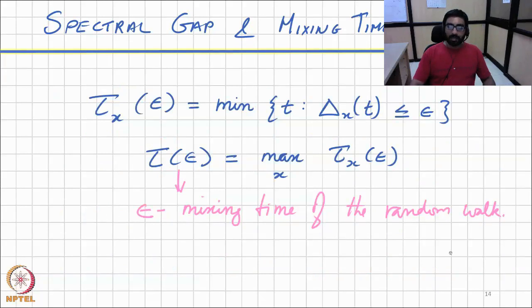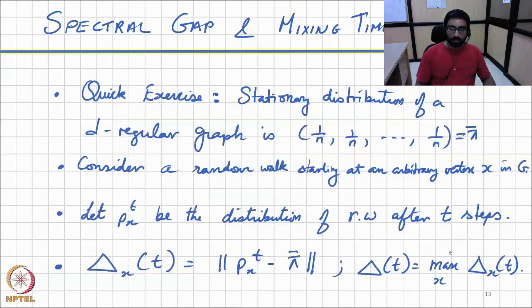Just to make sure we understand what we're talking about, this delta t denotes how close the distribution px of t is with respect to the stationary distribution after some t steps, regardless of where we started. That's where we are taking max over x.